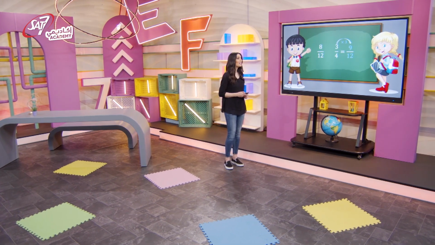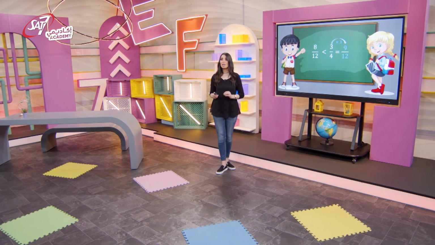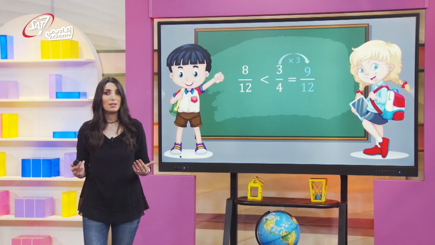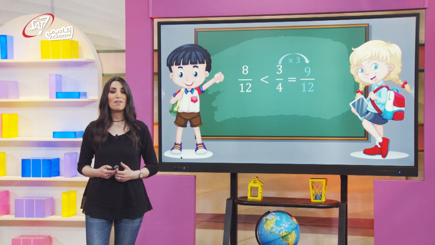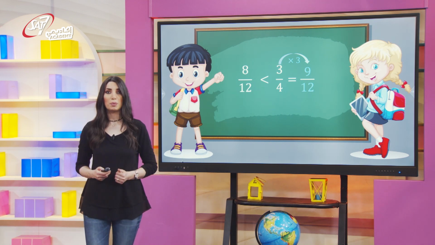9 is greater than 8, so 8/12 is less than 3/4. We used an equal fraction to help us compare. It is much easier when we have the same denominators. We simply compare the numbers on top.